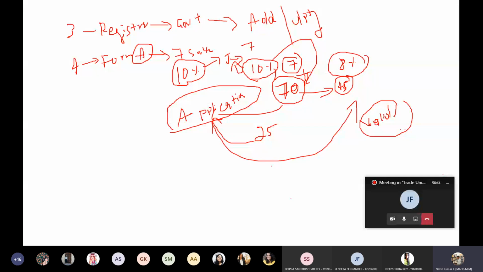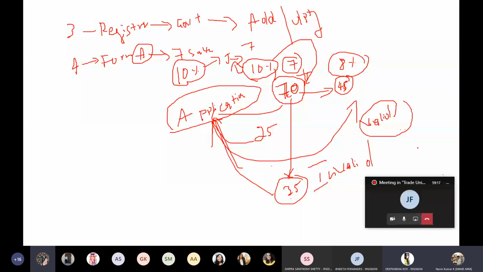However, it says, suppose 50%, what is 50% of 70? Suppose more than 35 people say that we don't want to become a member, now this application becomes invalid. It's like mathematics. Have you understood or not? Yes. Everybody? Yes. So that's it.